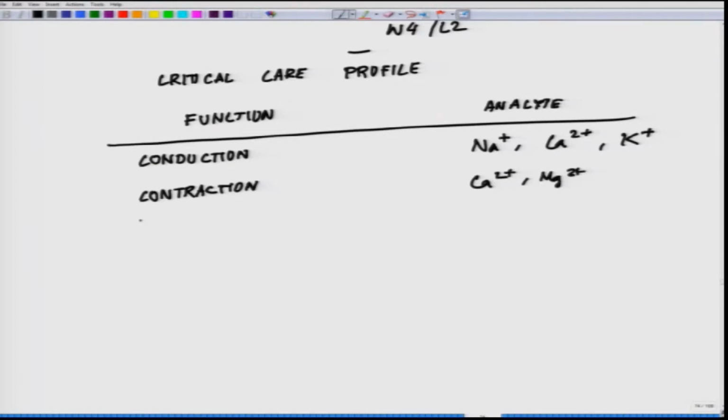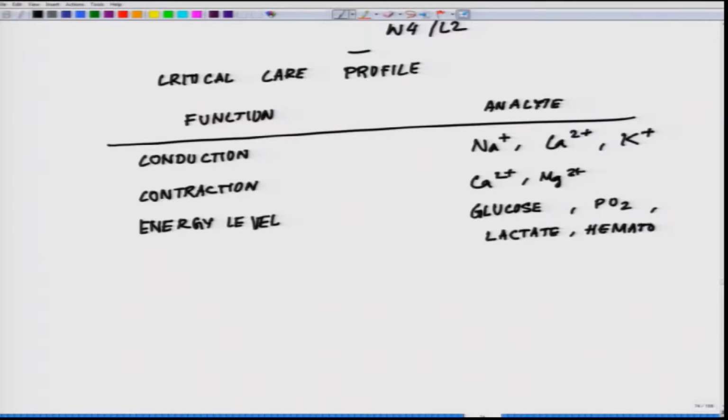Okay. Now, we talk about energy metabolism or energy level. When you look at energy level, we look at glucose, we talk about oxygen, we talk about lactate, we talk about hematocrit. Okay. Then, whenever we talk about acid and base, what is the level of acidity in the body, we talk about pH, and PCO2, partial pressure of carbon dioxide.